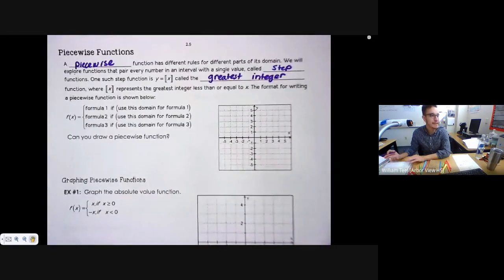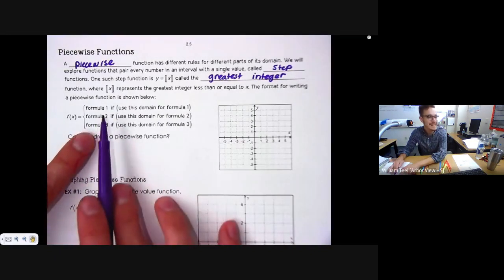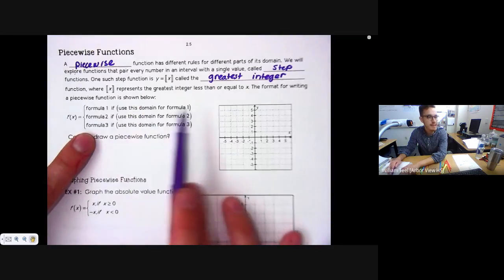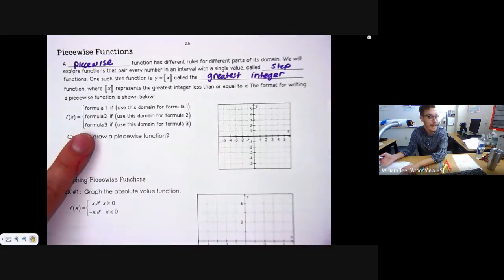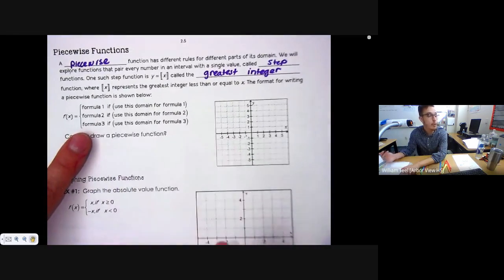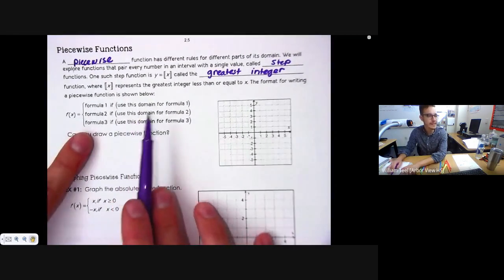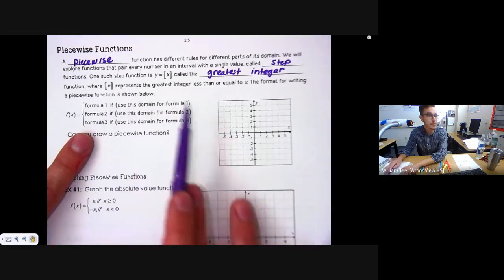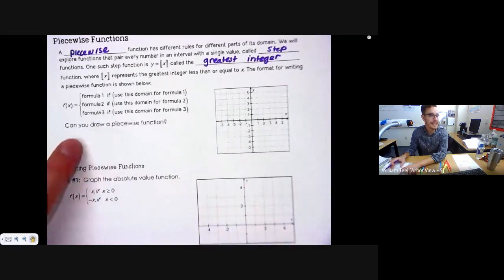The format for writing a piecewise function is shown below. So we have f of x is equal to several different formulas, and these different formulas are going to have different criteria for when the formulas are going to be represented on our graphs, okay? So you're going to notice a lot of inequalities today when we're looking at piecewise functions, and those inequalities are going to tell us what areas of our domain we are going to represent each formula. So let's go ahead and get straight into it.